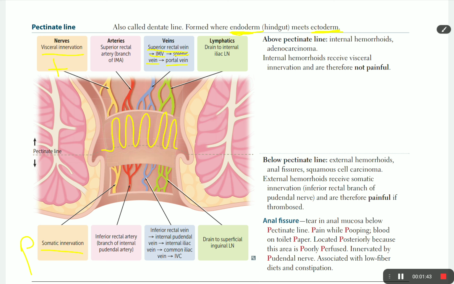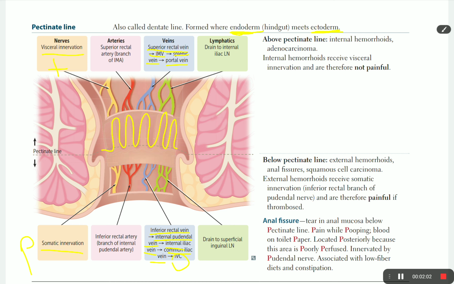The area below the dentate line is drained to the systemic circulation. So it is the inferior rectal vein draining to the internal pudendal vein, to the internal iliac vein, to the common iliac vein, and on to the inferior vena cava.